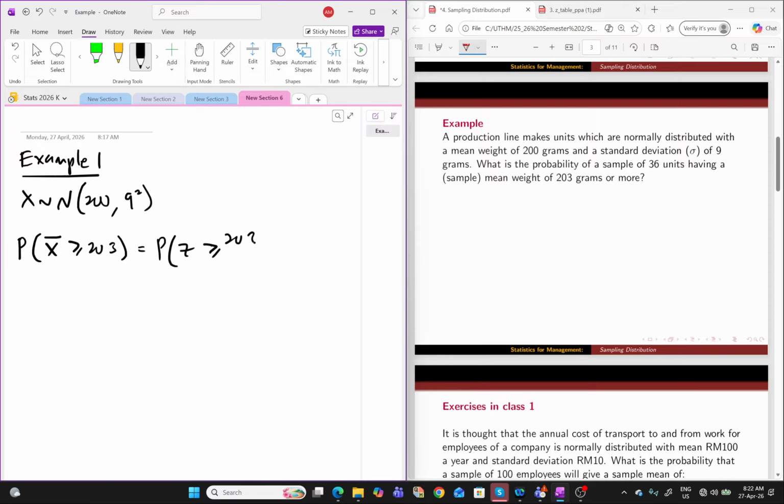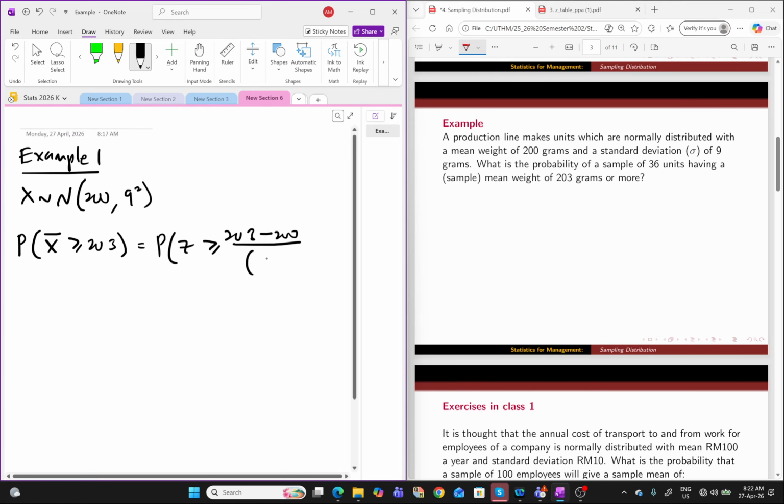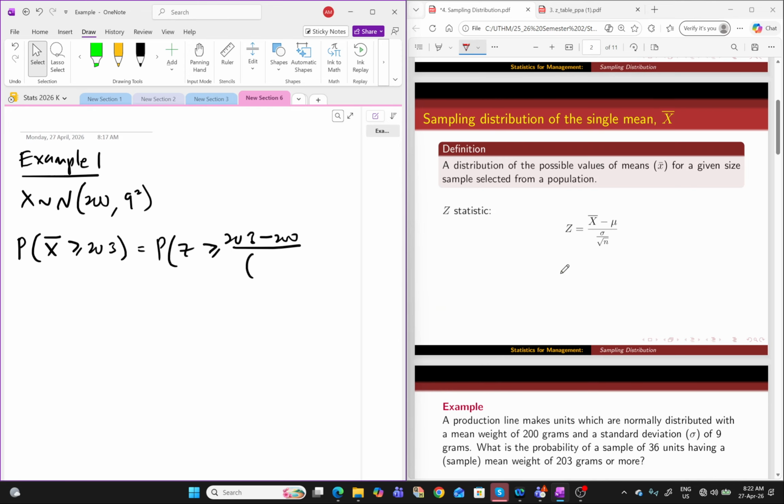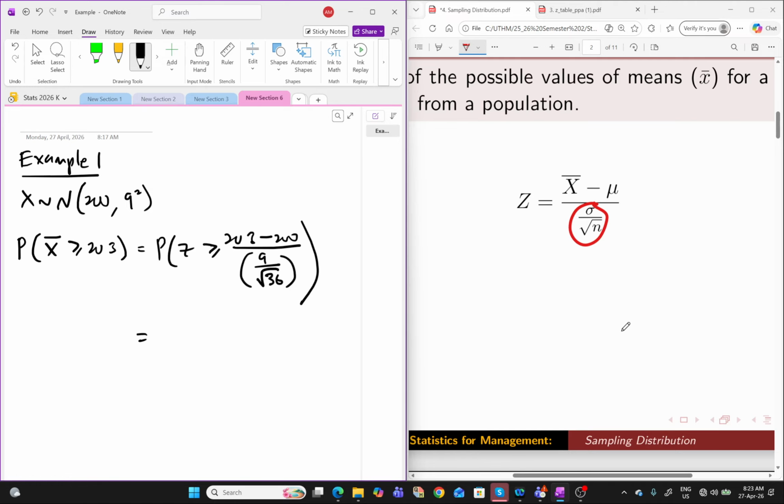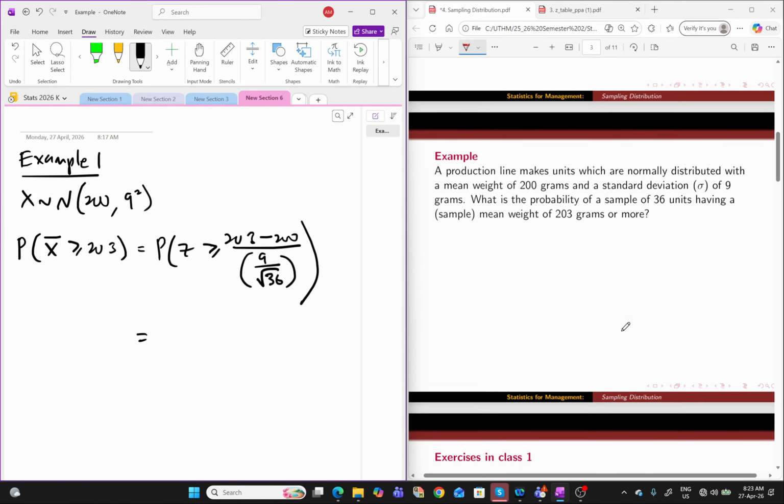(203) minus the mean, divide by, normally what you do, divide by the standard deviation, is that okay? Same thing, but here a little bit different. This one is not square root. Initially we just divide by the standard deviation. Now for sampling distribution we divide by the standard deviation over the square root of the sample size 36. Okay, n is the sample size.